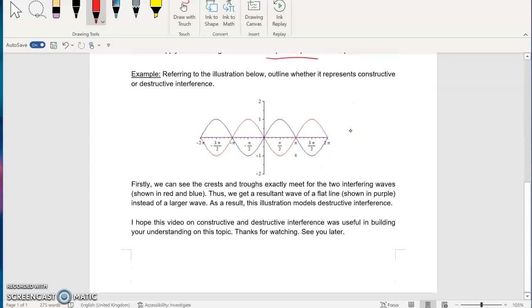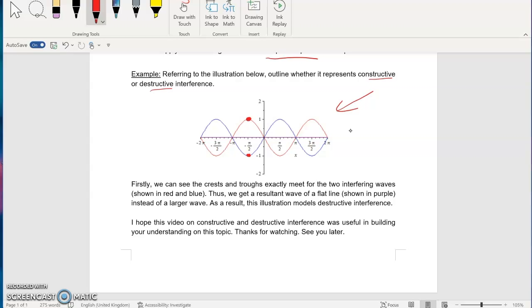So, the practice example we have here is, referring to the illustration below, outline whether it represents constructive or destructive interference. And this is the illustration right here. Firstly, we can see the crests and troughs exactly meet for the two interfering waves shown in red and blue. So you can see, for example, the crest up here and the trough down here, exactly meeting each other.